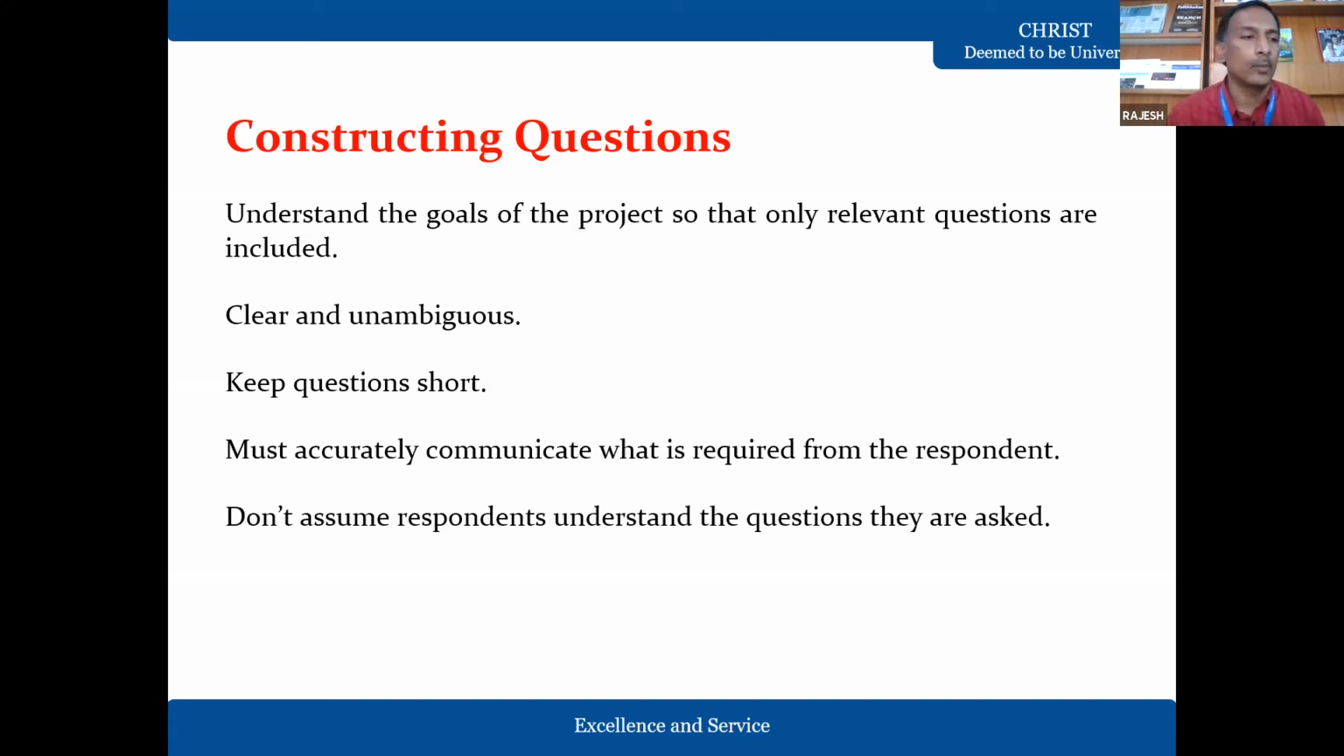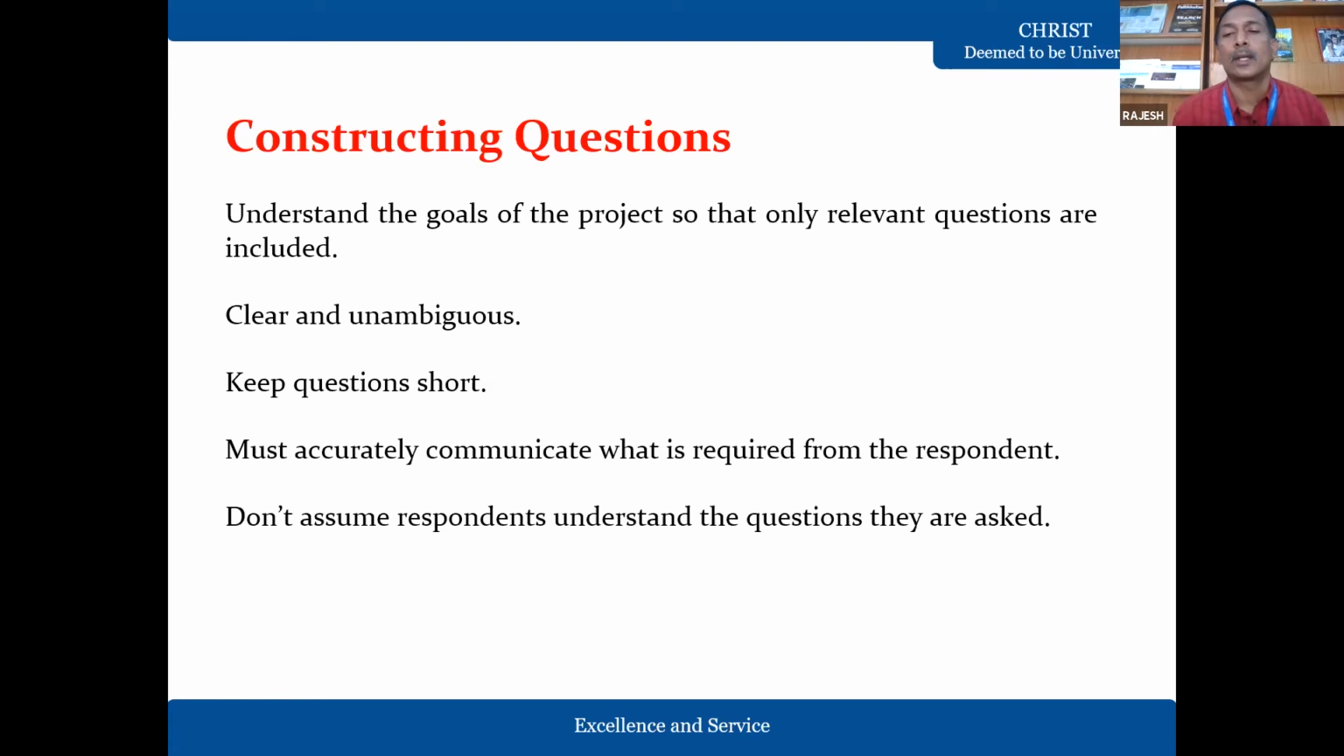Keep questions short, not more than a sentence of a few words. That should be fine, not in paragraphs. It makes the respondents tight if they read long questions, because nowadays people might not be forthcoming to answer your questions if they are too lengthy. Some people will just answer the questions for the sake of answering. They may not even look into it. So there are problems also. In order to avoid all those things, you need to respect the time of the respondents also.